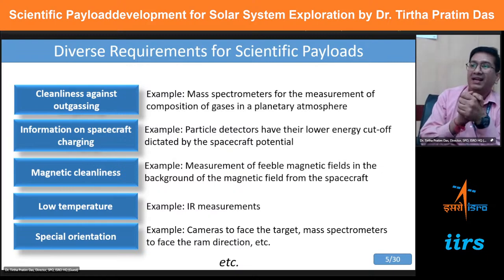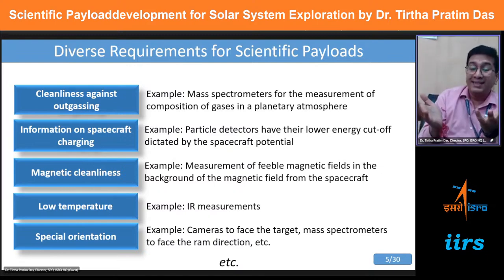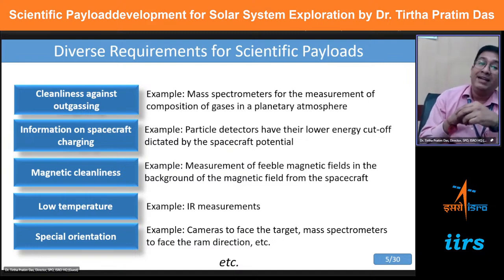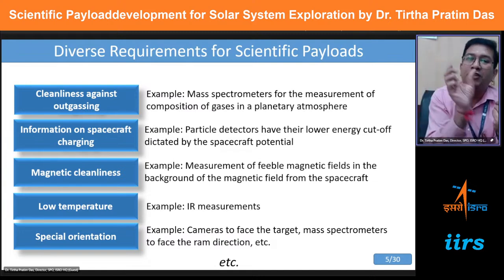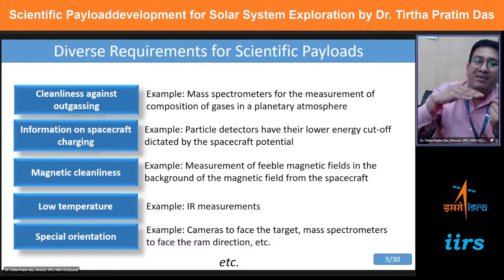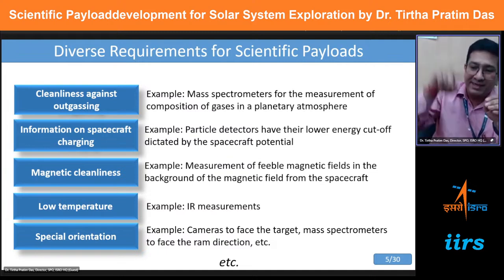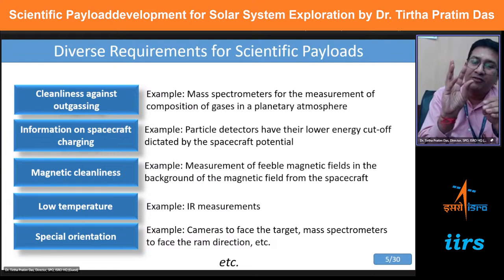Now, not only are the signals of different kinds, there are different kinds of requirements for different kinds of scientific payloads. One example is that some scientific instruments may demand the utmost cleanliness against outgassing, for example mass spectrometers. Mass spectrometers are like electronic noses. If you touch one with your hand, the spectrum it gives you will show the dust or the sweat which has come from your hand onto the instrument.